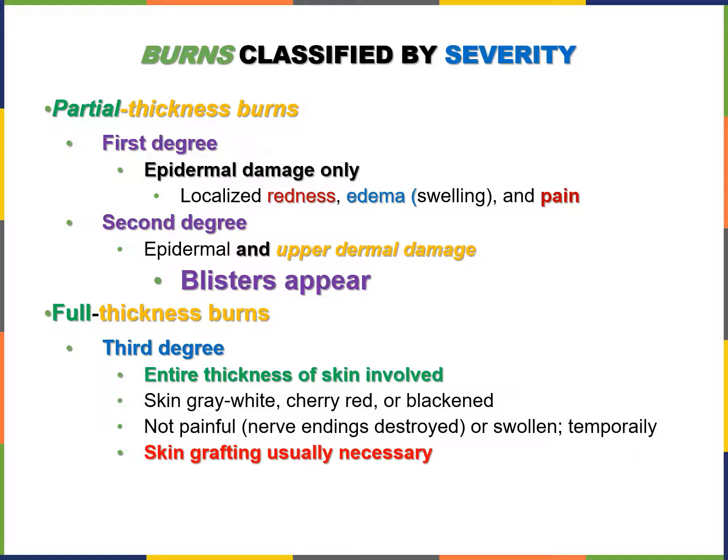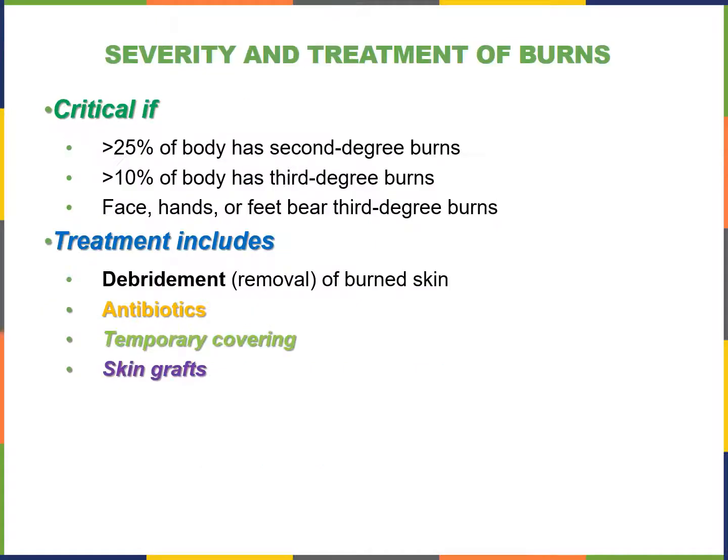In a third-degree burn, the entire thickness of the skin is involved, epidermis and dermis. The area of the burn looks gray, white, cherry red, or blackened. There's no pain initially because the burn has gone down into the dermal area where the nerve endings are, and they're damaged and destroyed. Skin grafting is usually necessary.